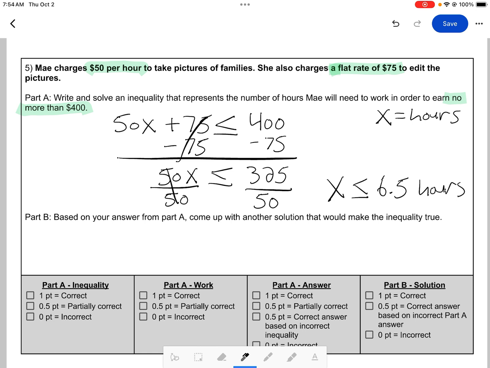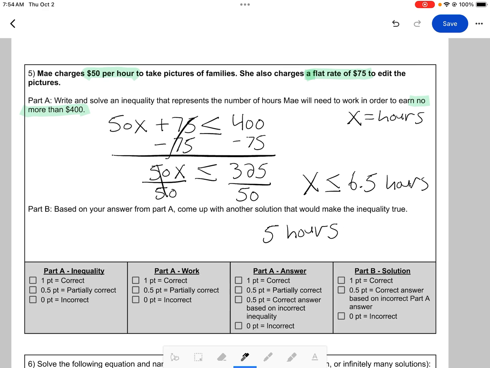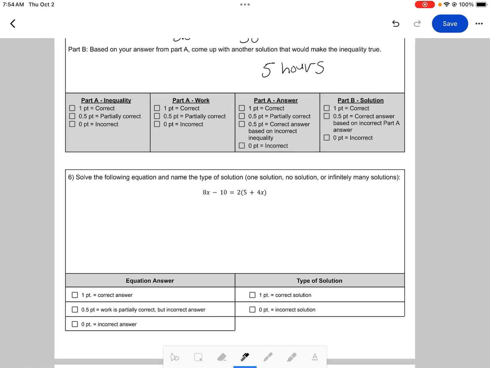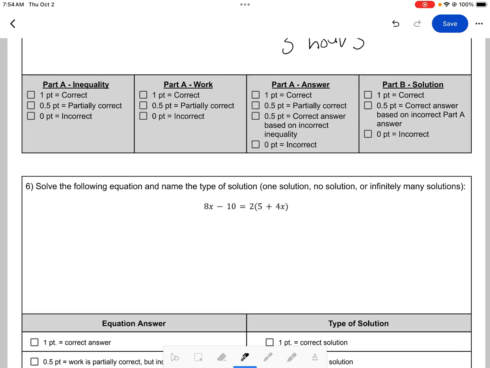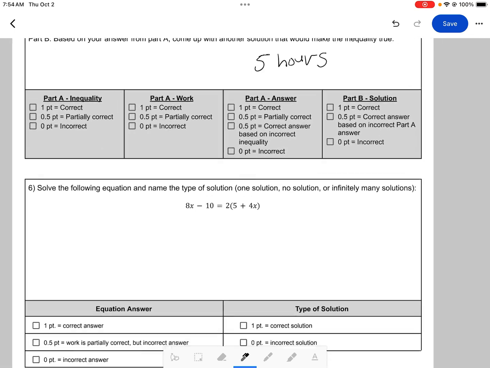So it says, based on your answer from part A, come up with another solution that would make the inequality true. Okay, well, she can work less than or equal to 6.5 hours. So another amount she could work is 5 hours. If she worked 5 hours, that would be less than 6.5 hours, so that would work as well. There are multiple solutions that would work for part B, as long as it's less than or equal to 6.5.